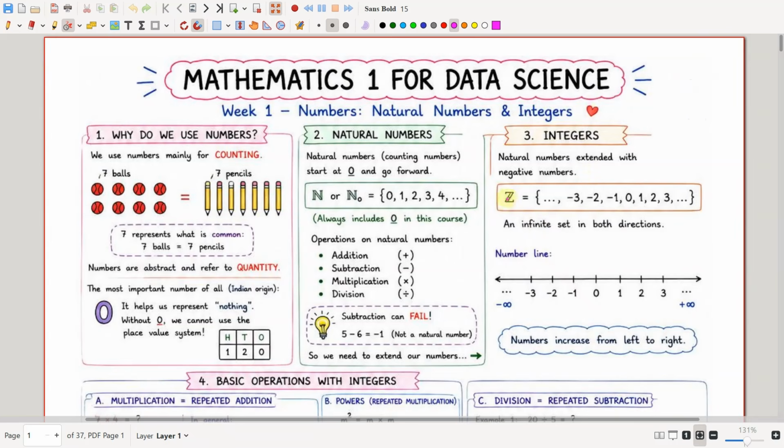In the number line, integers will be represented like this. See here, minus infinity, minus 3, minus 2, minus 1, 0, 1, 2, 3 to plus infinity. The numbers always increase from left to right.